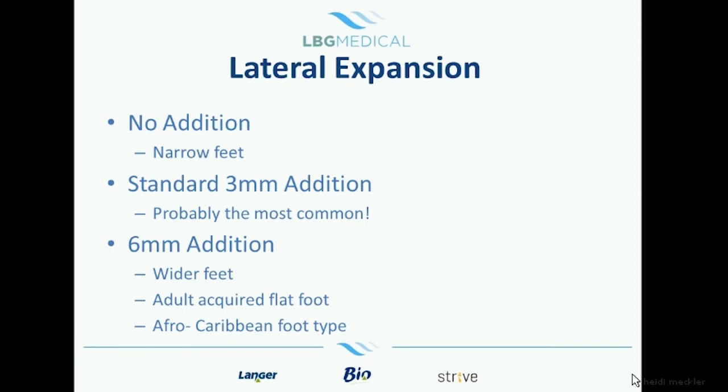So if you've got maybe a patient with very, very narrow feet, hardly any fatty padding around the heel at all, then you could quite easily go with a no addition on there. Standard 3mm is the most common. That fits the vast majority of patients. But then if you've got someone with a particularly wide foot, adult acquired flat foot, or even some of your Afro-Caribbean foot types that are very wide in the heel, then you might want to put a 6mm addition on there to allow for that extra tissue spread.